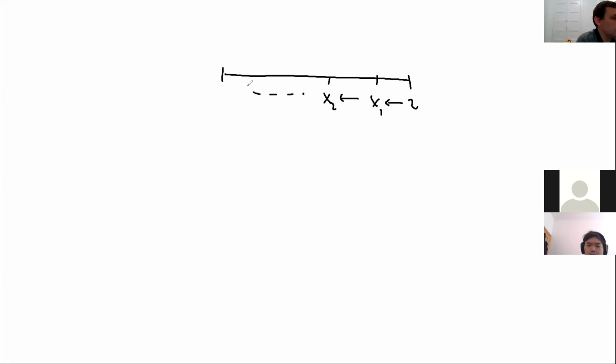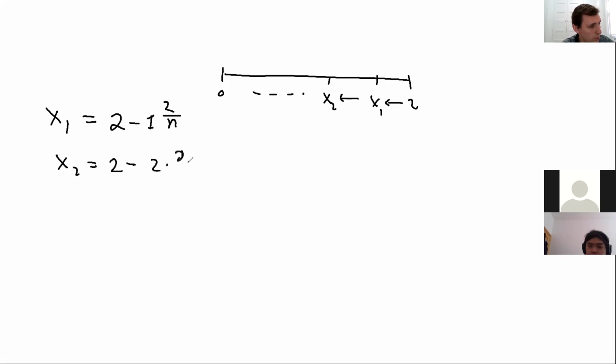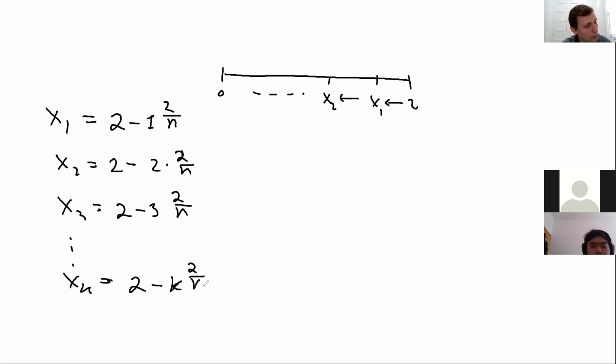So again, I want you to move in this direction. This is 2, this is x1, x2, and so on. So what's the xk, guys? What is x1? X1 can be thought of as 2 minus 1 times 2 over n. Do you agree? The distance from here to 0 is 2, and 2 over n is the distance of one block. Just start from 2 and move back, minus, right? So what is x2? It's 2 minus 2 times 2 over n. And what is x3? It's 2 minus 3 times 2 over n. And in general, xk is 2 minus k times 2 over n. Are you with me?